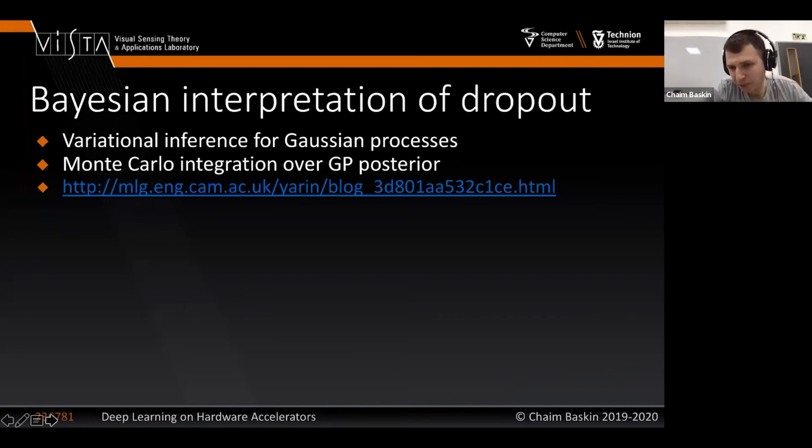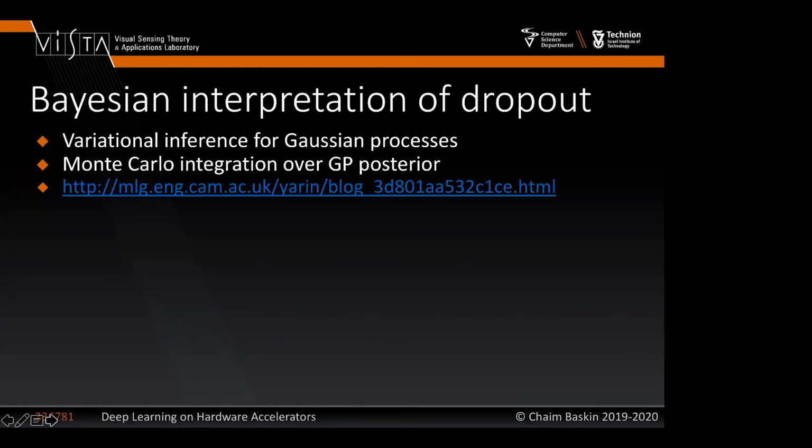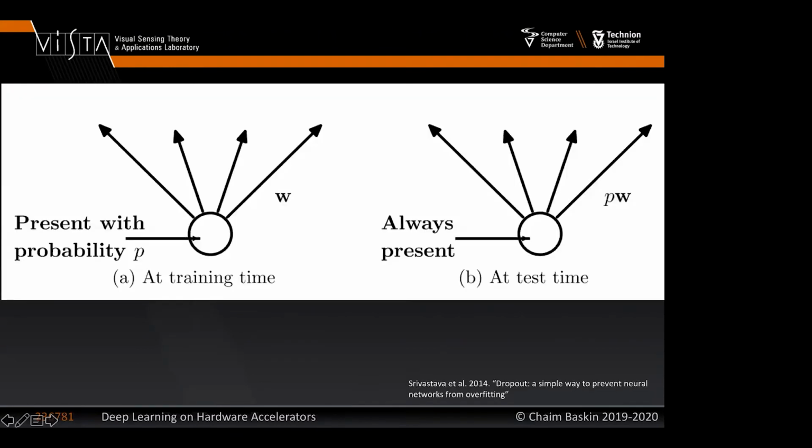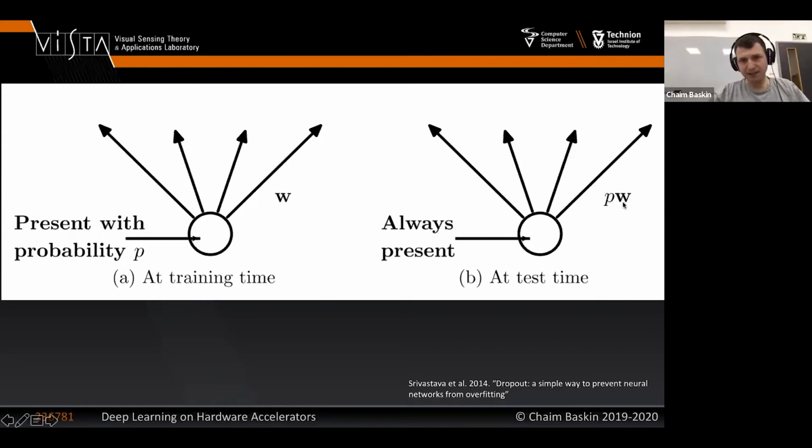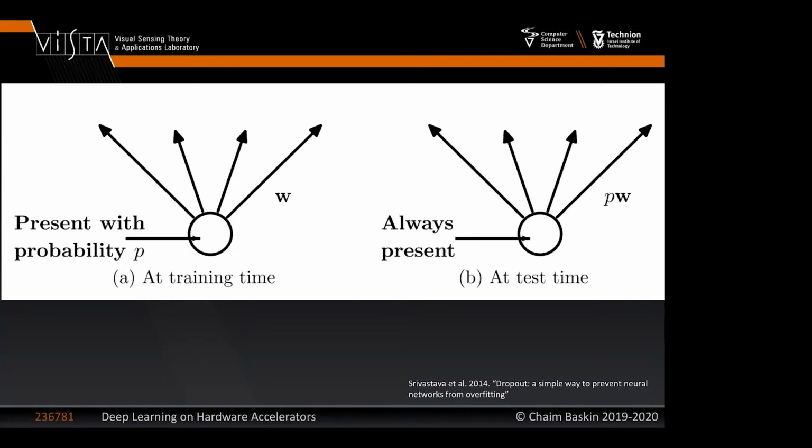Question about dropout, about L1 or L2, smoothing. Can you go back one slide? At test time, why are the weights W multiplied by the probability P on the right side of the picture? No, this is W. It's not P. So it's a mistake. It's a typo.